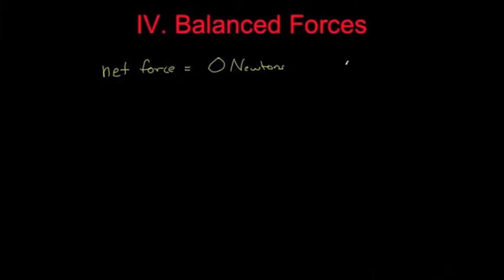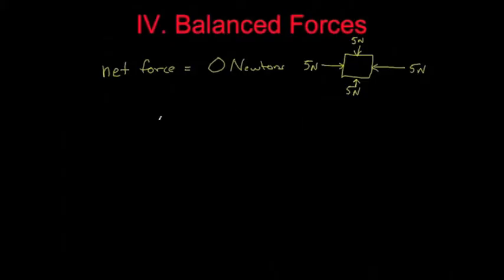So if we had an object here, let's say you have 5 newtons of force pushing it to the right, 5 newtons of force pushing it to the left, 5 newtons pushing down, and 5 newtons pushing up. All the forces are equal to each other in opposite directions, so the overall net force is 0. If that's the case, this object's motion will not change.